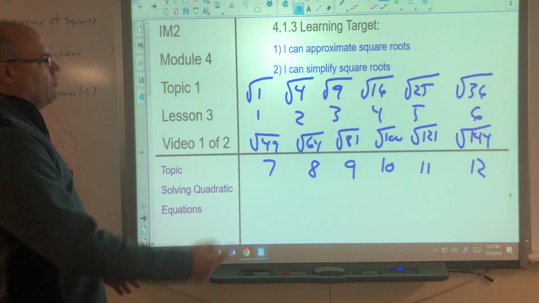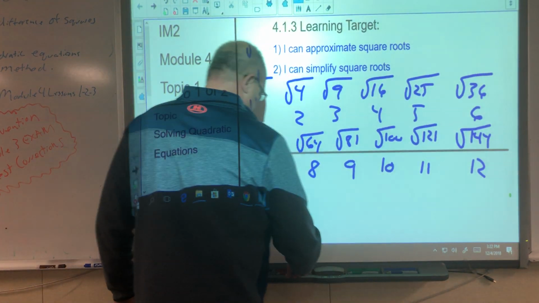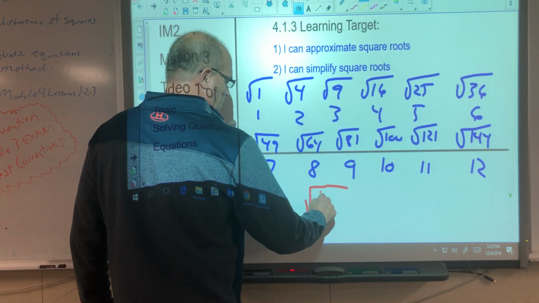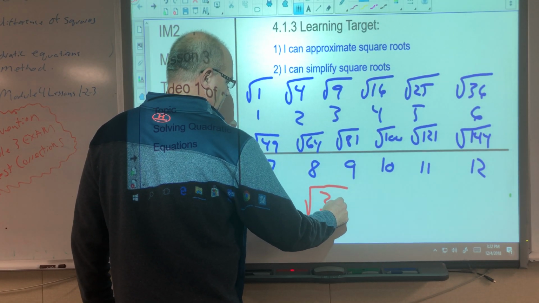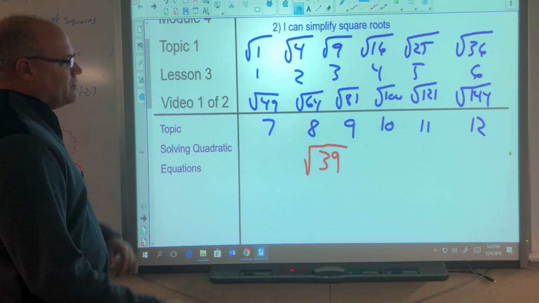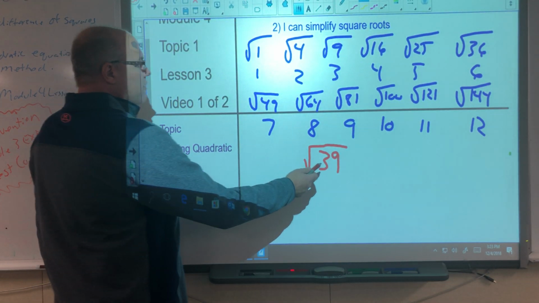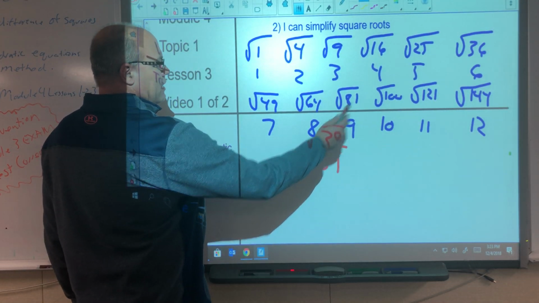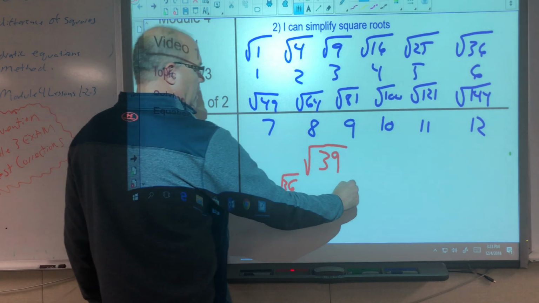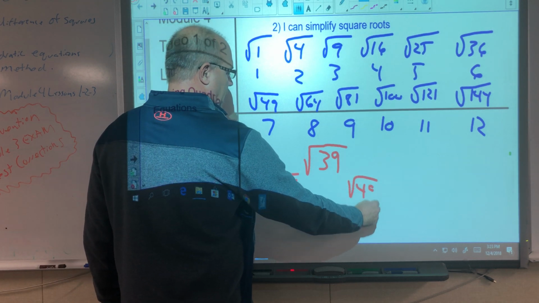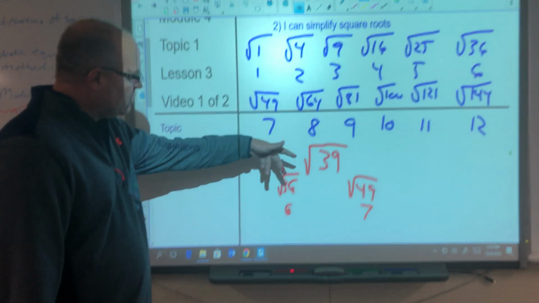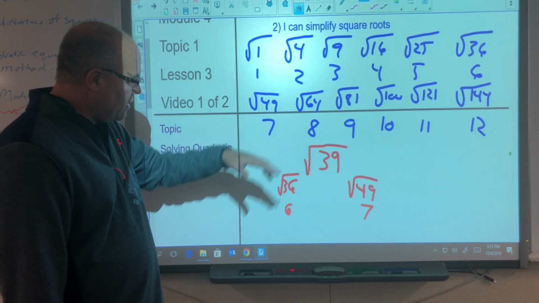All right, so approximate. So let's say I give you the square root of 39. What's that approximately? Well, square root of 39, it's between what two perfect squares? Square root of 36 and the square root of 49. Okay? Square root of 36 is 6. Square root of 49 is 7. So square root of 39, is it in the middle? Or is it closer to one or the other?